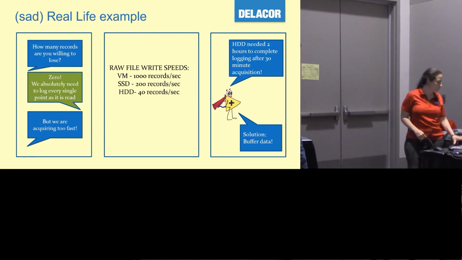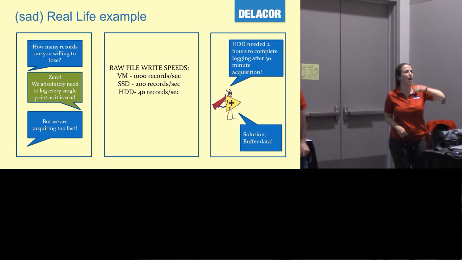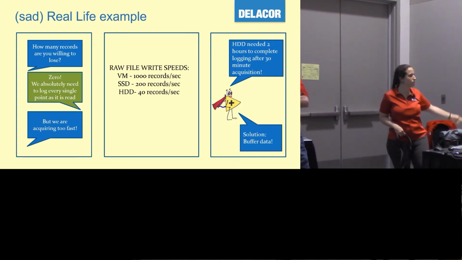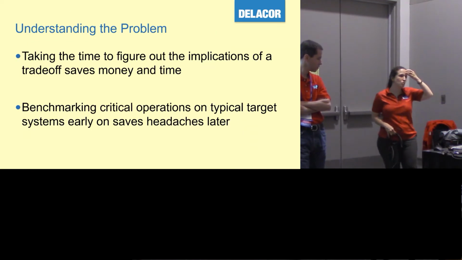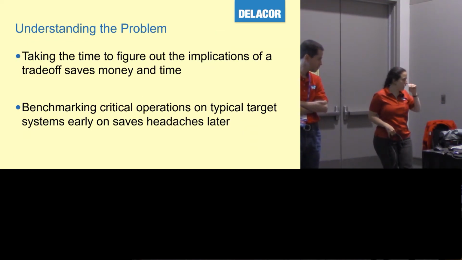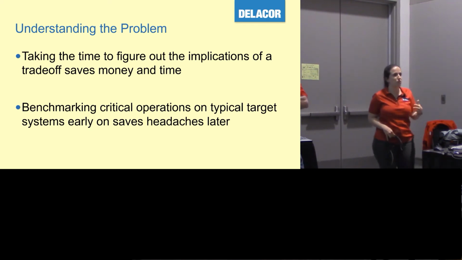But this is an example of going for what you think is the best approach, or trying to buy the most expensive hardware that's going to fit what you're doing, instead of trying to figure out, can I make my code more efficient so I don't have to rely on that expensive hardware. Okay? And it really boils down to understanding the problem. You have to take the time to figure out the implications of the trade-offs that you're taking, right? And that's going to be saving time and money.